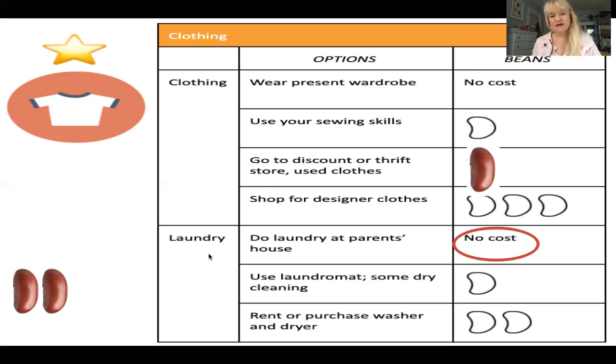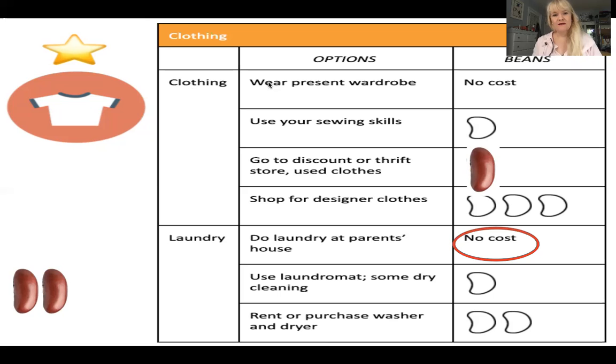And when I do the laundry, I can go to my parents' house to do the laundry, so I don't have to pay for it. That costs nothing. So I'm only spending 1 bean, and I'm saving 2 beans over here. You might want to do something different. Let's look at the other options.